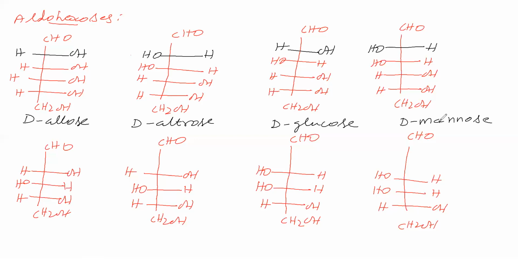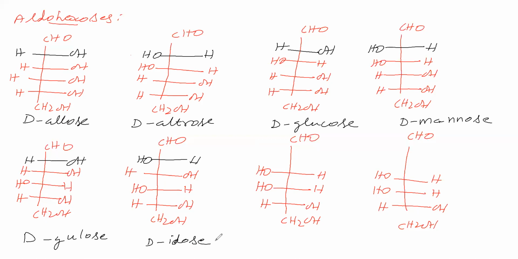Next, these 2 are xylose. In these 2, we will introduce chiral carbon. We will get 6 carbons. Here chiral carbon HOH we have introduced. Here chiral carbon OHH. This is called D-gulose. It is called D-idose.